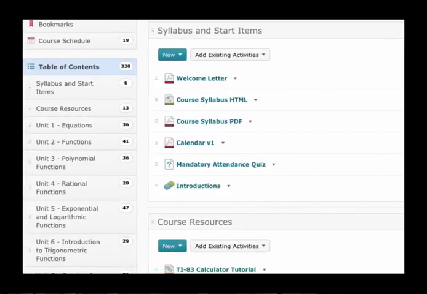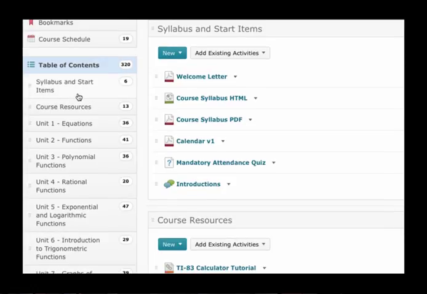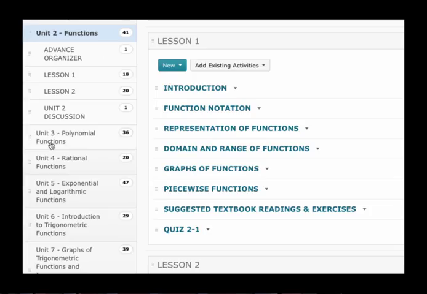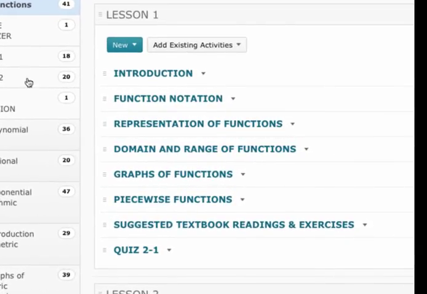Okay, folks, we want to talk a little about Lesson 2 and the tasks that are required. I'm over here in the table of contents. I'm going to click on Unit 2. If you notice in Unit 2, we have these items right here. Now, the advanced organizer, we've been through that in Unit 1, so you know what to expect there. Here in Lesson 1, a little introduction about functions, notation, how to represent them, domain and range. We have graphs, we have piecewise functions, so those are functions that have different parts to them. And then your textbook reading and exercises, and then your quiz.